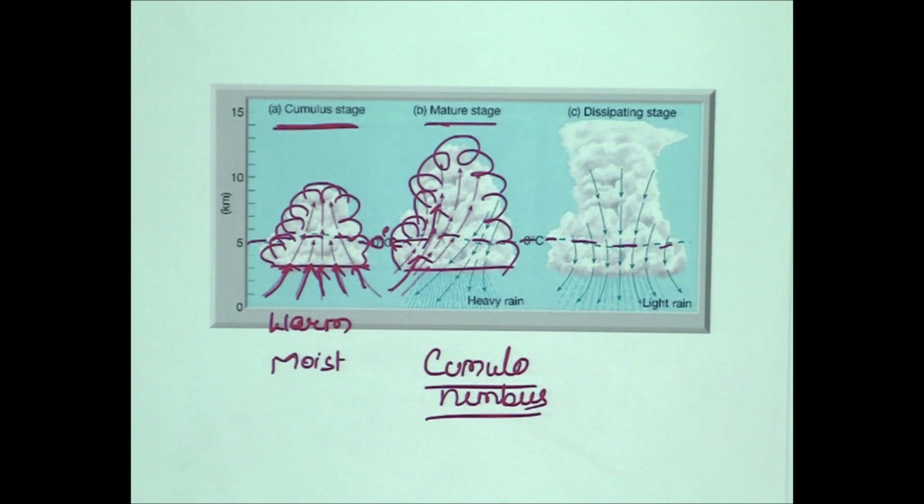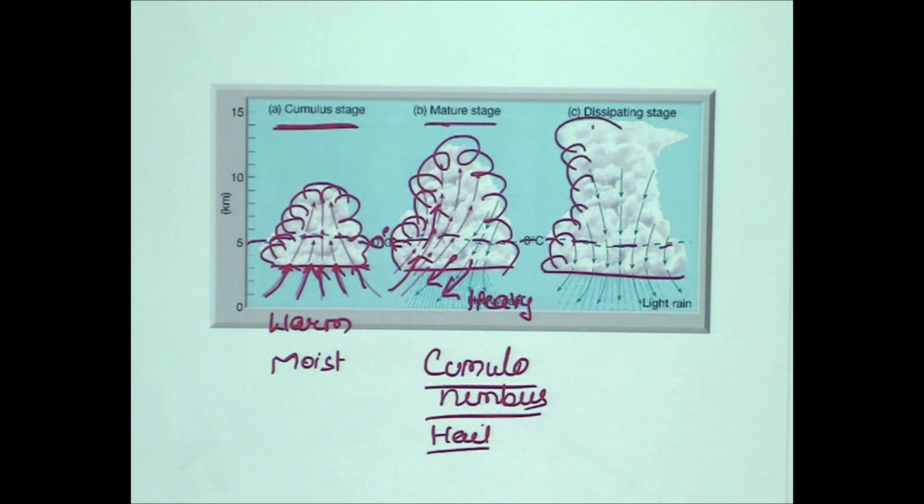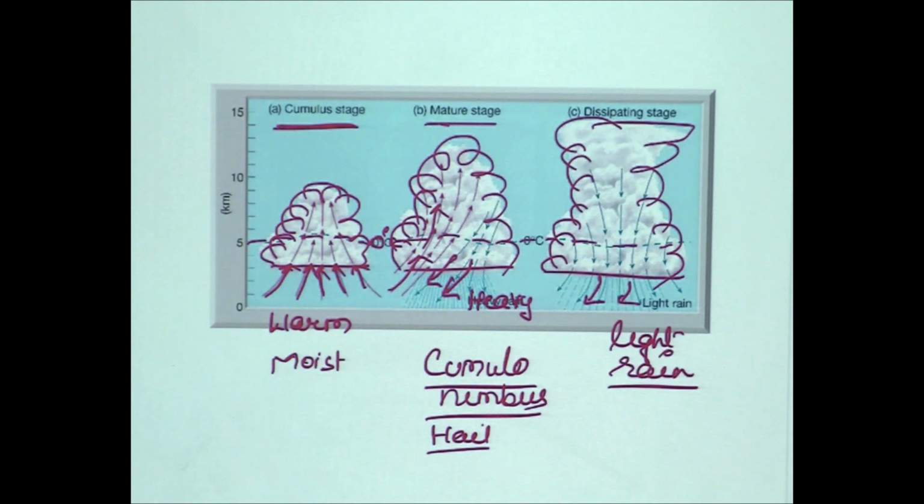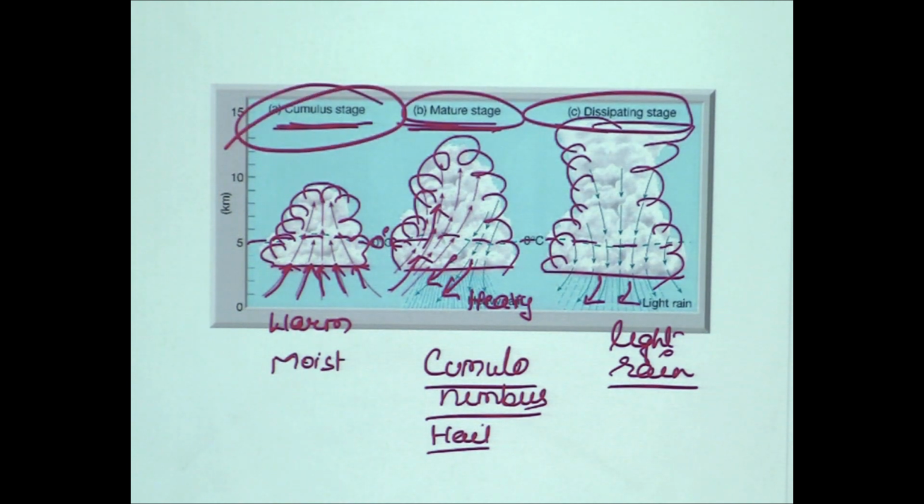In this cumulonimbus cloud, we can develop what is called a hailstorm also. So I start experiencing heavy precipitation, which can be combined with hail as well. Eventually, when the moisture is sufficiently shed, the cloud starts dissipating, and this is how the system comes to an end with light rains. Three defined stages of the development of thunderstorms.